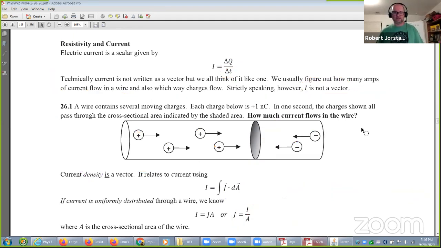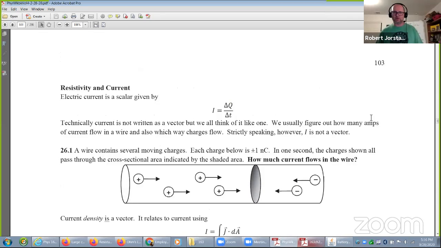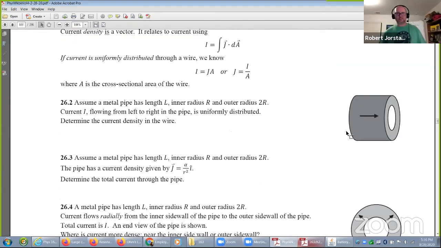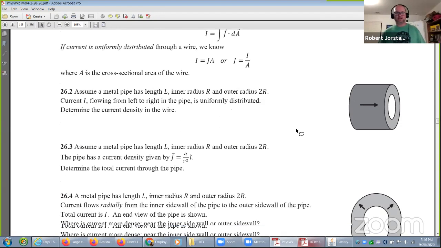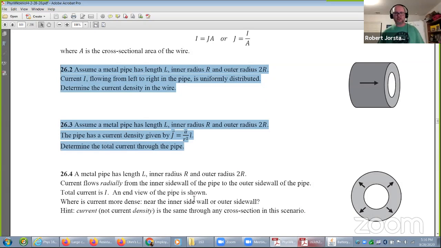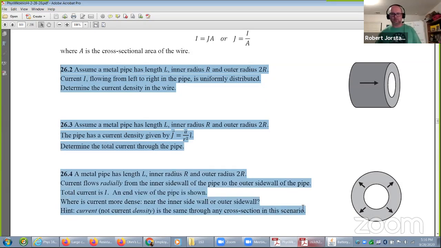Let's keep scrolling down the page and see. And by the way, we are on page 103. All right. So let's start with these and just try and get a feeling for this current density. So we're going to look at 26.2, and we're just going to work our way down this page for a minute. Before we do this, I just want to tell you right now, we're not going to do a ton of stuff with current density. However, in chapter 29, we use it on almost every problem.